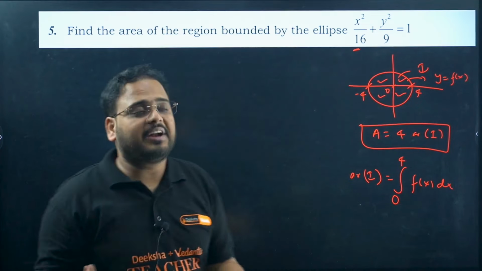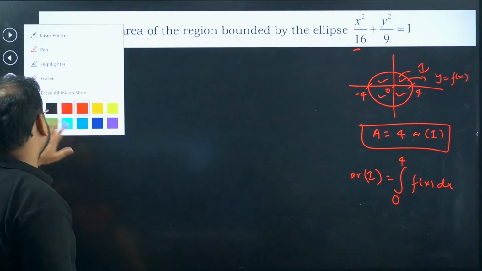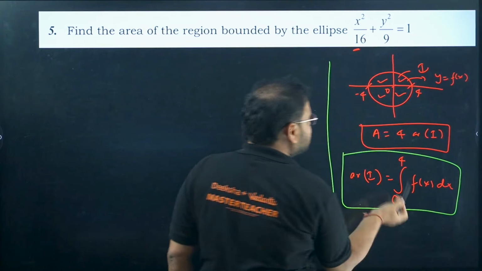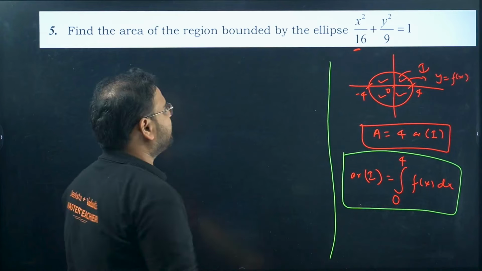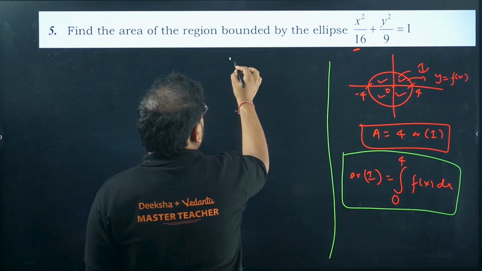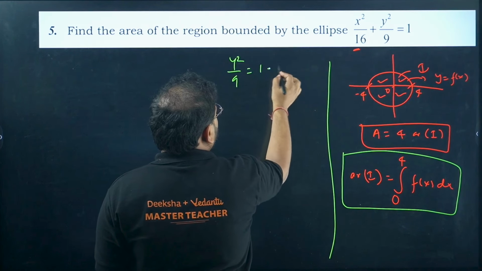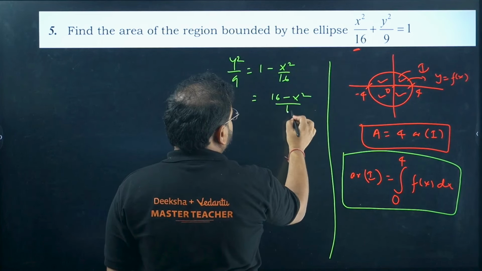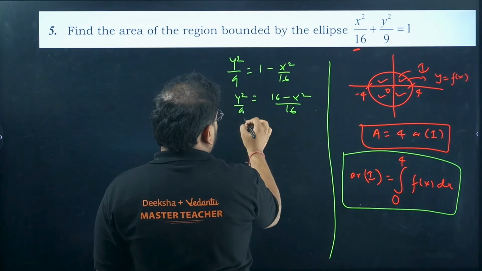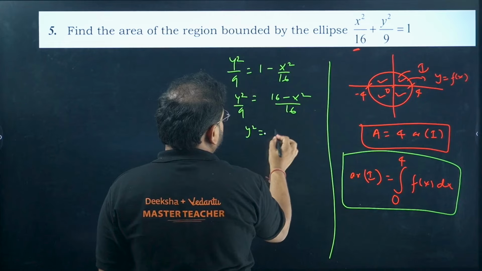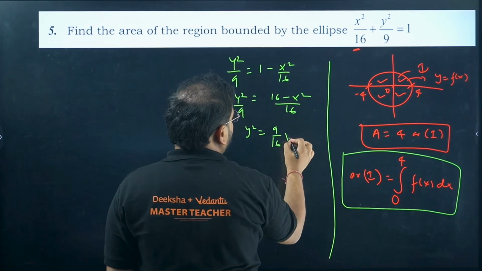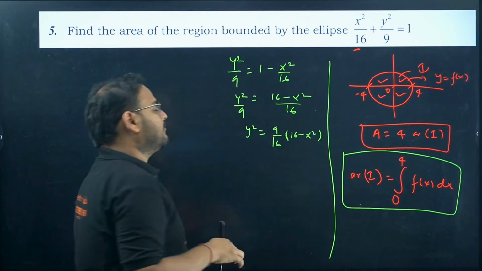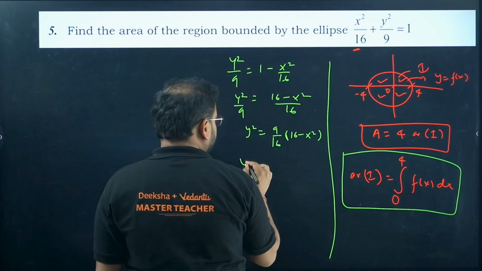Now the challenge is to find f(x), but it is actually not a challenge. You'll see. So we have figured out that we need f(x) and then we'll get the result. Clear? Let's find f(x) now. From this equation I can write y square by 9 equals 1 minus x square by 16, which gives 16 minus x square upon 16. Cross 9 over there, we'll get y square equals 9 by 16 times (16 minus x square). Correct now? Now take the root to get the value of y equals f(x).